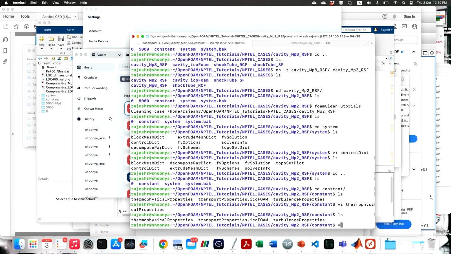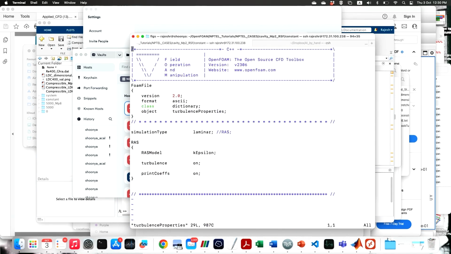Now you can go to the turbulence properties. Here you can use a turbulent simulation or a laminar simulation. I am doing it laminar, so you can remove this part if it is not RAS. RAS basically means Reynolds averaged. Because the Reynolds number is very low, we are doing it for the laminar flow.